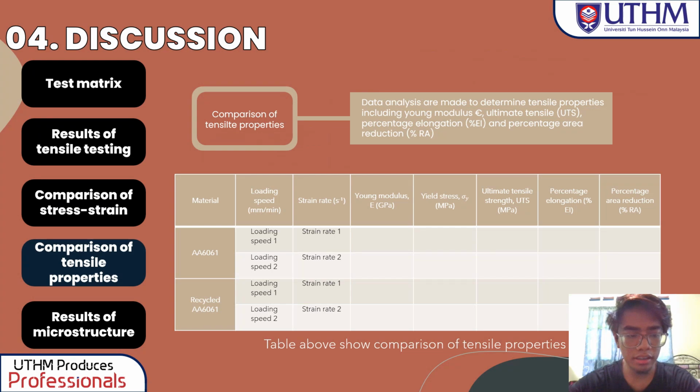And now the comparison of the tensile properties. Data analysis is made to determine the tensile properties, including the Young's modulus, ultimate tensile strength, percentage elongation, and percentage area reduction. As we can see in the table, for the AA6061 and the recycled AA6061, the components are the loading speed, the strain rate, the Young's modulus, the yield stress, the ultimate tensile stress in unit MPa, the percentage elongation, and lastly the percentage reduction, analyzed in one table.